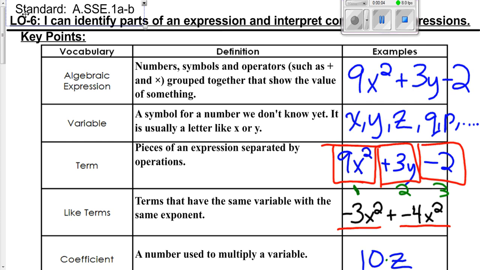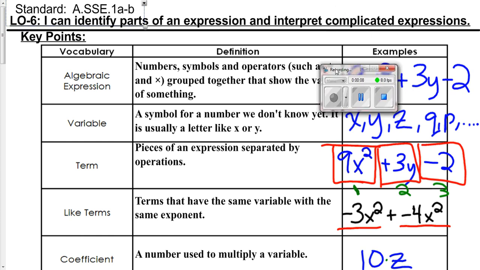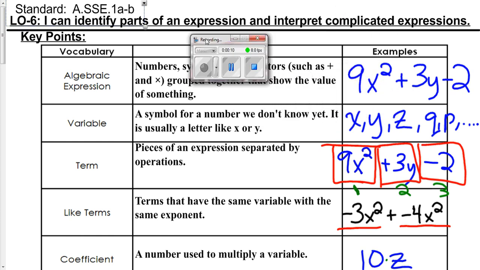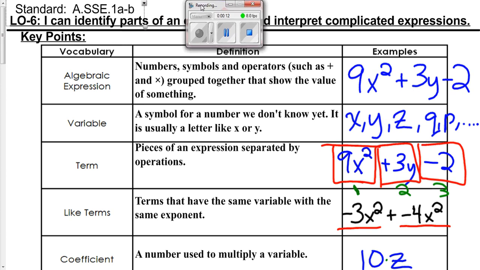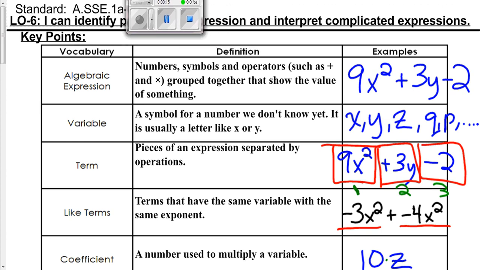Alright guys, we're going to identify parts of an expression and interpret complicated expressions. Key points here: vocabulary. Algebraic expressions are numbers, symbols, and operations such as plus or add and multiply grouped together that show the value of something. An example: you have a plus sign and a minus sign. You have multiplication with the 9 and x squared, 3 times y.